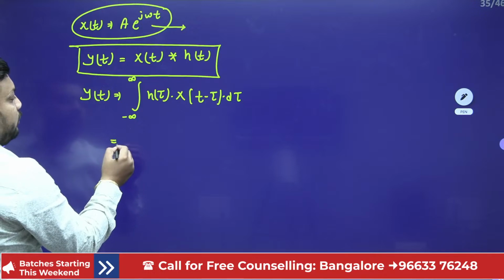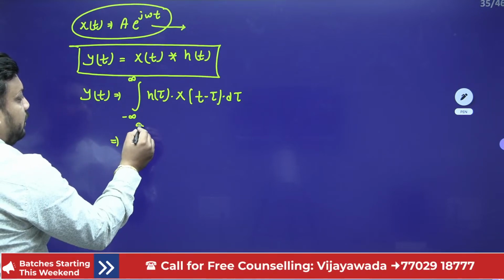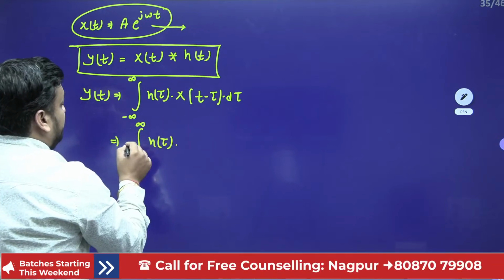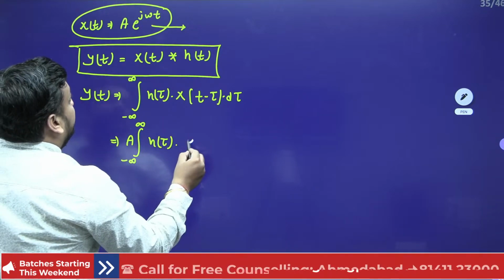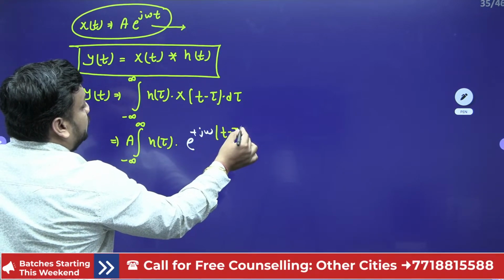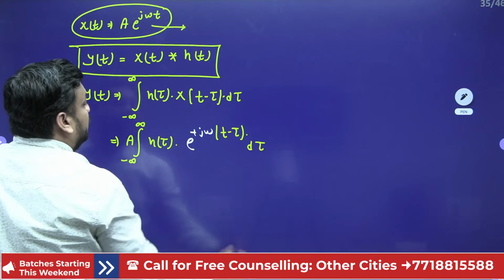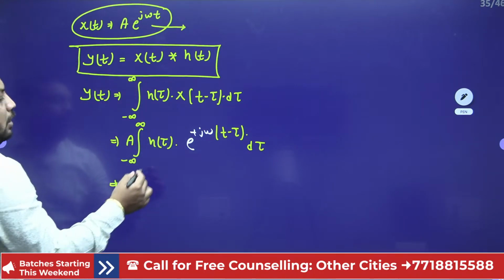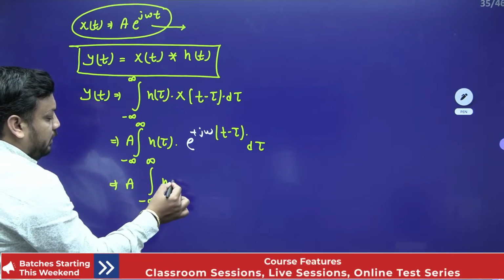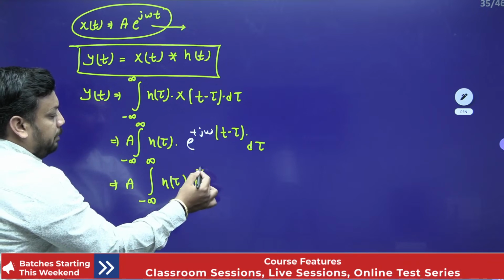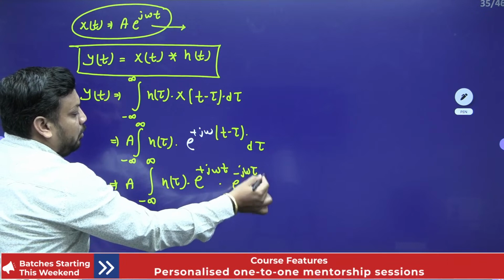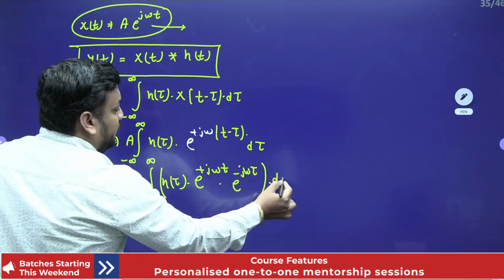So students, now when you apply this, you get the integral from minus infinity to infinity of h of tau as it is, and for x of t minus tau, the amplitude A will be outside, and here you will get e to the power plus j omega into t minus tau, d tau. So ultimately when you open the bracket, A is already outside, and inside the integration from minus infinity to infinity, h of tau, e to the power plus j omega t and e to the power minus j omega tau, whole bracket closed, d tau.